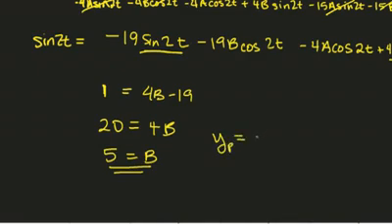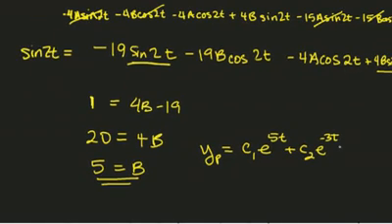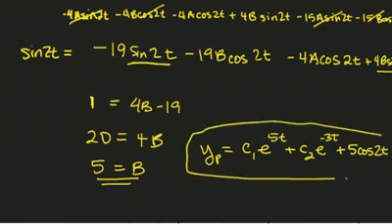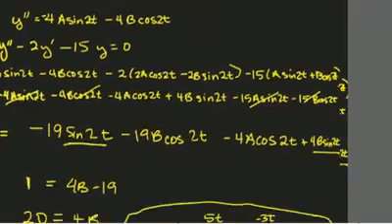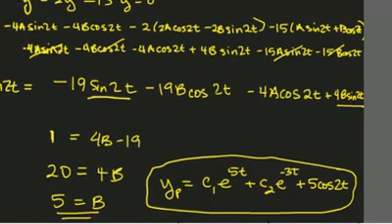It would be the homogeneous, which again you could have solved for C1 and C2 given some initial conditions. That's not what this video is about. And then you would write plus 5 cosine 2t. And that would be your solution. Okay? Even though we start out with sine, we have a cosine.